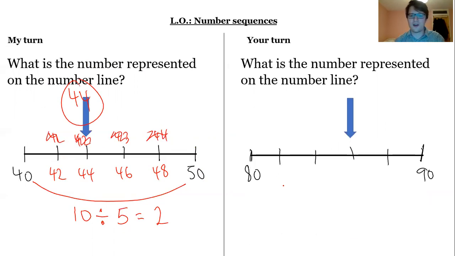So your turn now. Again, think, I've got a difference of 10, 80 to 90. How many parts are there? So what am I dividing by? And what does that give me? So then what am I counting in each time? And what is the value of the arrow? Pause your video now, but don't forget that you can look back at my example as a reminder to help you work out what you need to do on this one. Pause your video, unpause when you're ready.